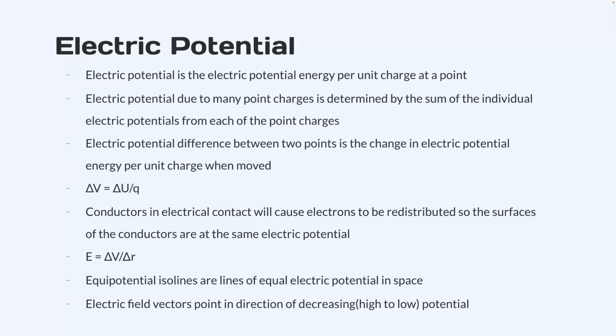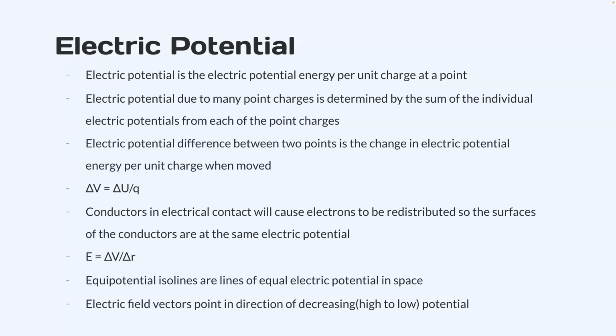Conductors in electric contact will cause electrons to be redistributed. So the surfaces of the conductors will be at the same electric potential. Note that E, the electric field, is equal to change in V over change in R between 2 points, with 2 corresponding electric potentials and the distance between them.